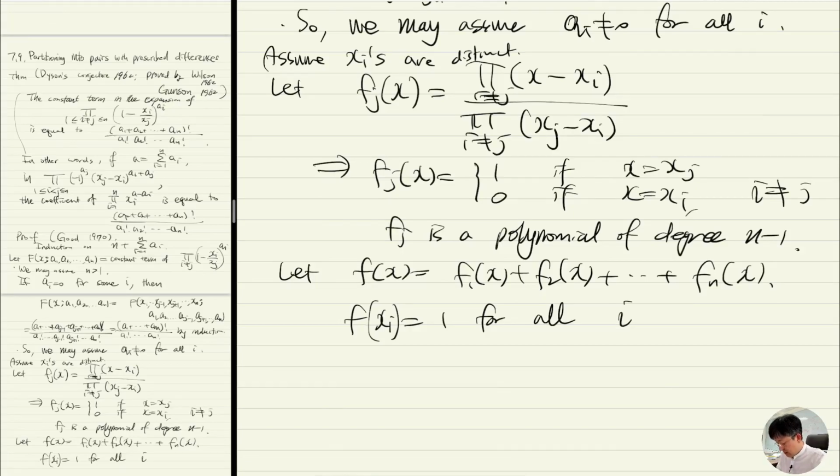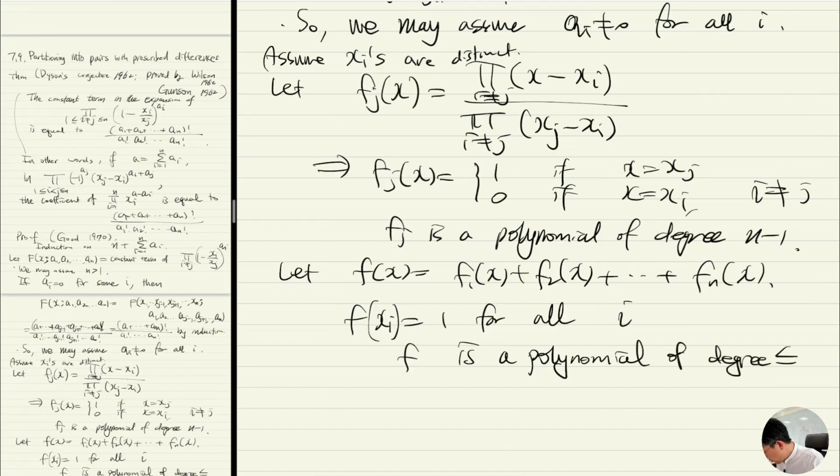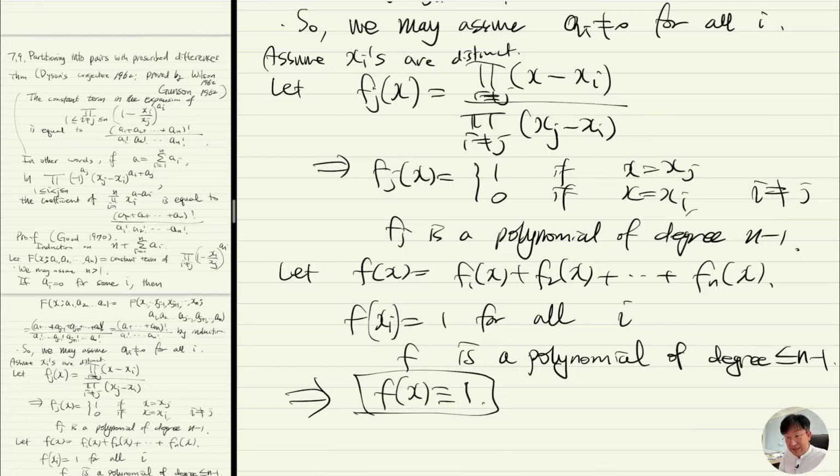And this is a polynomial. So f is a polynomial of degree at most n minus 1, right? It's the sum of polynomials of degree n minus 1. Now what does that mean? That means it's intersecting y equal to one line n times. How is this possible? It has degree at most n minus 1. So there's a unique such polynomial, so f of x is equal to 1 identically.